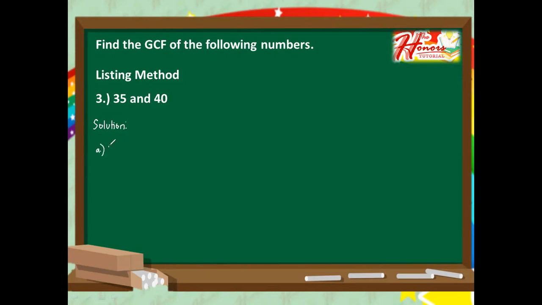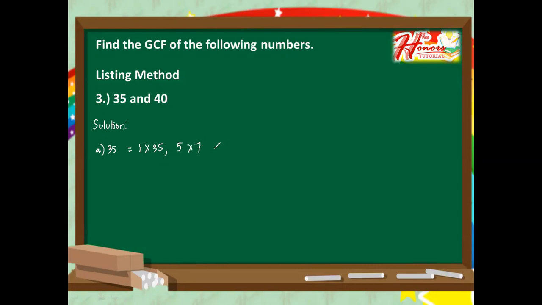Letter A, we have here 35. So think of two numbers that when you multiply is equal to 35, and that is 1 times 35. How about 2? Is it possible? No, it's not. Is 3 possible? No. Is 4 possible? No, it's not. 5. Okay, so we have here 5 times 7.